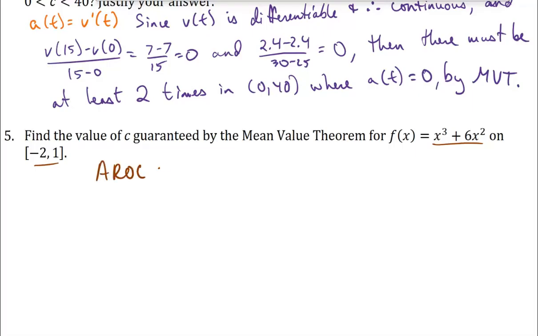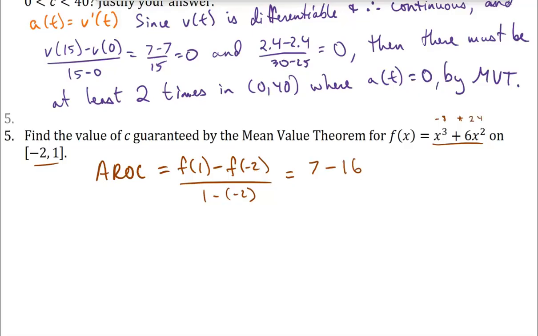So the average rate of change is going to be f of 1 minus f of negative 2 over 1 minus negative 2. So f of 1 would be 1 plus 6, so 7, minus f of negative 2, which would be negative 8 plus 6 times 4, so 16, over 3. So 7 minus 16 over 3 is negative 9 over 3, which is negative 3. So my average rate of change is negative 3.